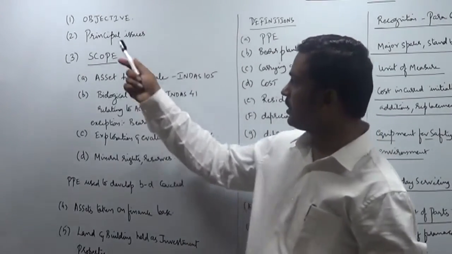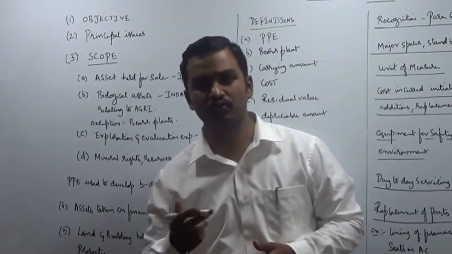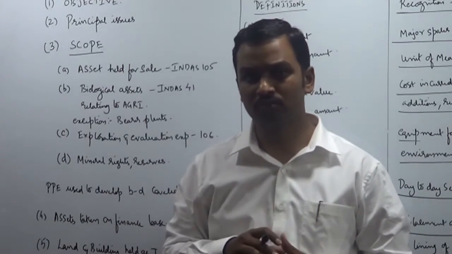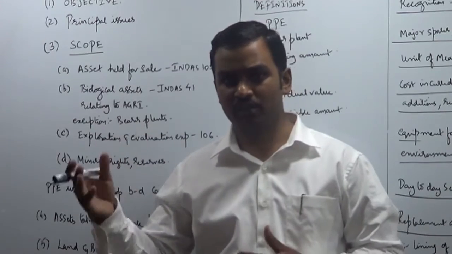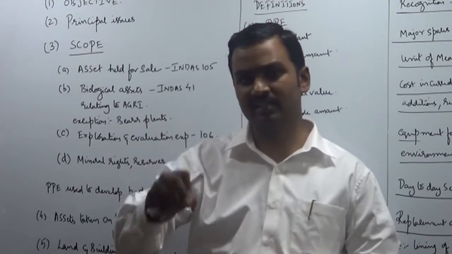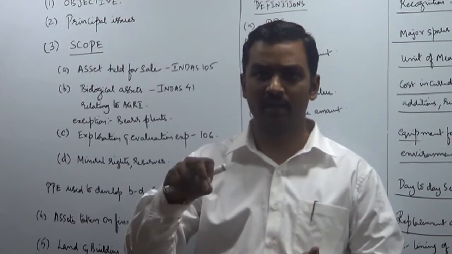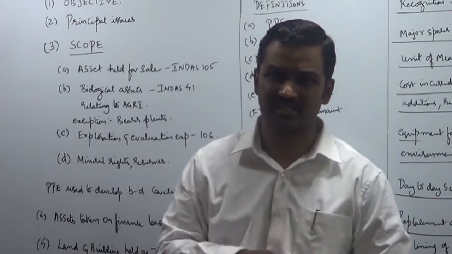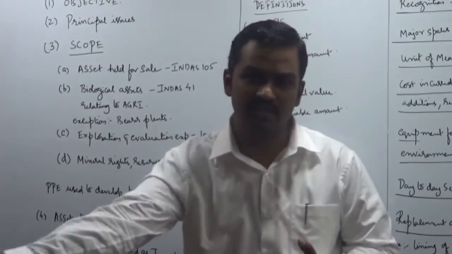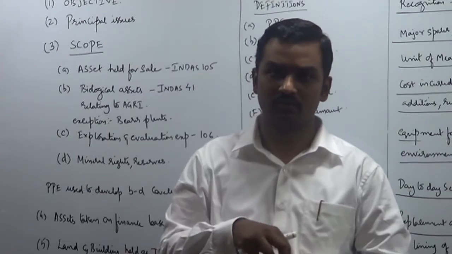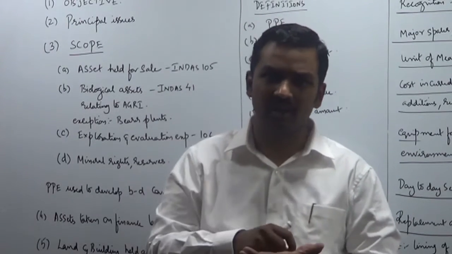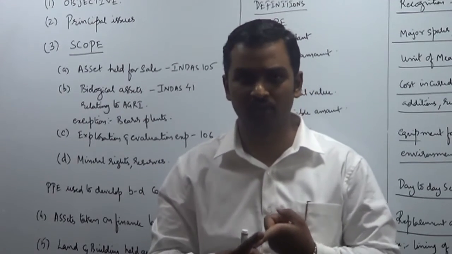Then we come to the principal issues. What are the various issues we are going to face in the standard? The first issue which we are going to learn is when can I recognize an item of property, plant and equipment in my books of account as an asset? So when can I capitalize an expenditure on PPE as an asset? When can I record an asset in my books of account is the first question I am going to handle.